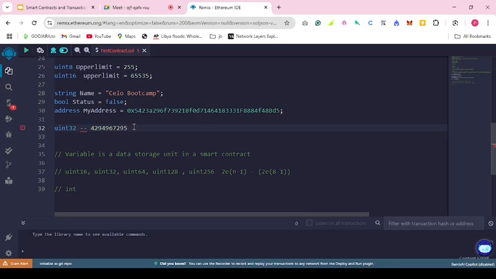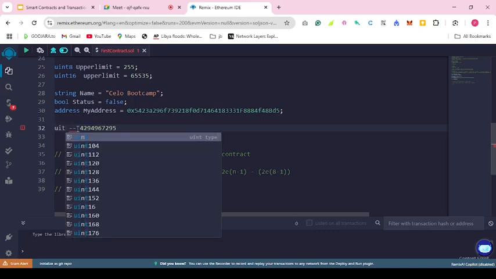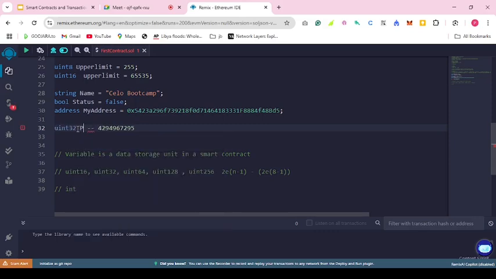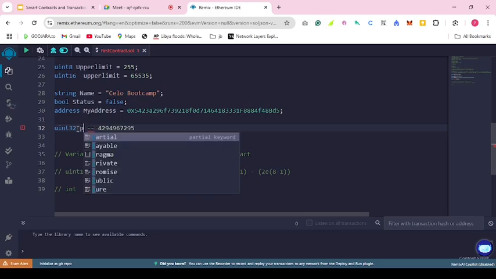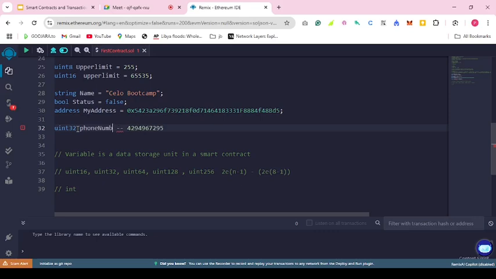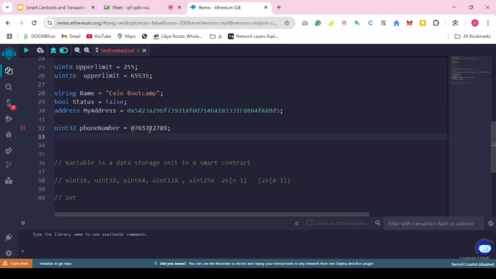So if you're storing phone numbers on chain in a smart contract, perhaps I could use a uint32 and call it a phone number. If I store an actual phone number here, say 072, that's the entire phone number of a person, and then at the end, a statement. This is a number, as you can see. And then if I did the exact same thing, store the phone number.